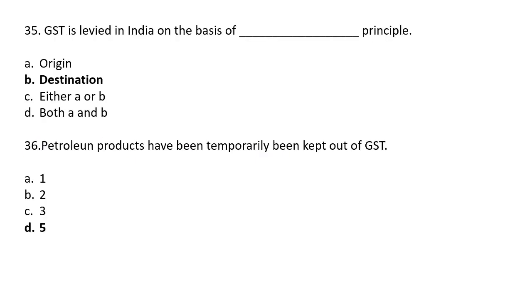Next, GST is levied in India on the basis of dash principle. So GST is levied in India on the basis of the destination principle. So your correct answer is destination principle. Petroleum products have been temporarily kept out of GST. So how many products are kept temporarily out of GST? It's 5 petroleum products which have been temporarily kept out of GST's reach.